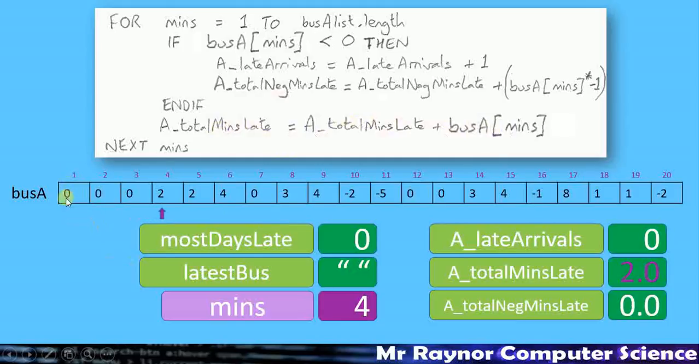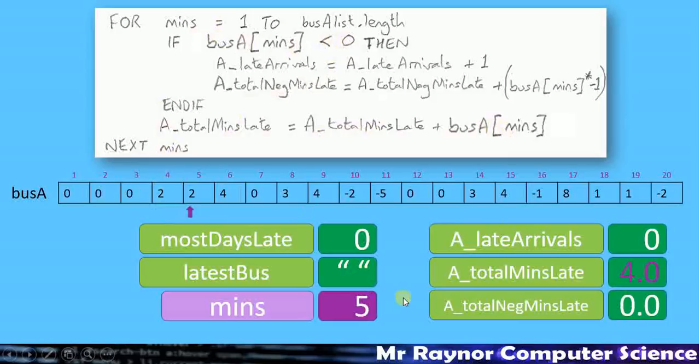Let's zoom along the line a bit because they were all zeros. So when we hit the number 2 here, we're up to index 4 on mins, and we've got our first proper value. So it's not less than 2, so we jump down here, we add the current value to total mins late. So that was 0, it's now jumped up to 2. Okay, let's move on a bit further.